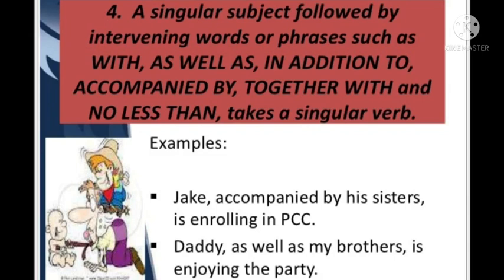Jake, accompanied by his sisters, is enrolling in PCC. Accompanied is there, accompanied by. That is why we have used here is enrolling. Are enrolling is wrong there because we have used the phrase accompanied by.